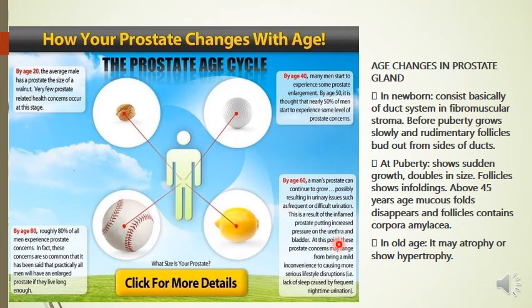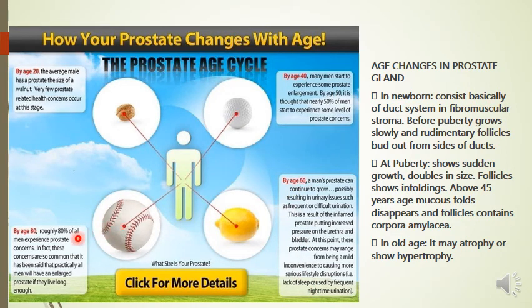And at this point, these prostate concerns may range from being a mild inconvenience to causing more serious lifestyle disruptions. That is, because of difficult micturition and frequent micturition, there can be lack of sleep, and nighttime urination is also a reason for lack of sleep. So this is by the age of 60.